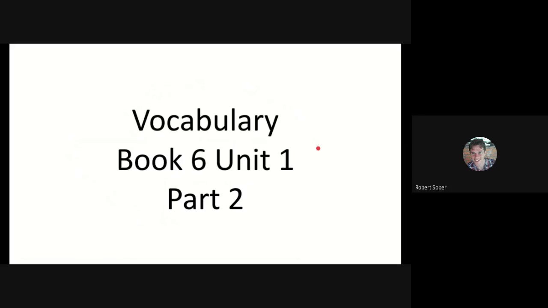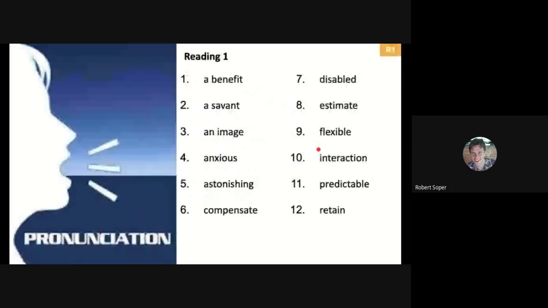And in this video, we are going to practice using some of the vocabulary we introduced in the first video. So let's remind ourselves of some of the vocabulary. This is the vocabulary important for reading 1. While I'm not going to go too much into the meanings at this point, because we should already know them, we are going to review pronunciation very quickly.